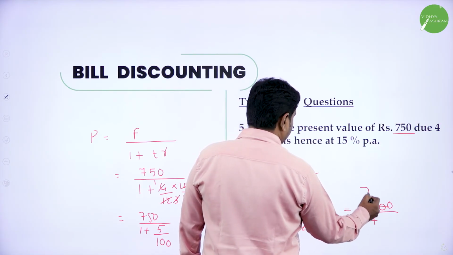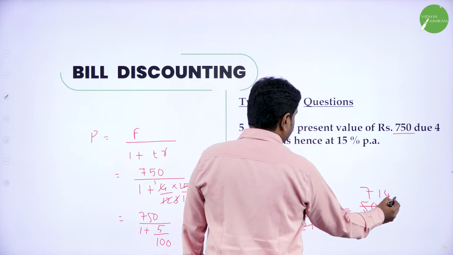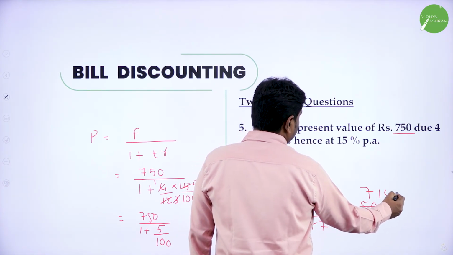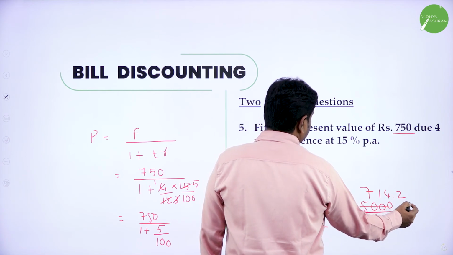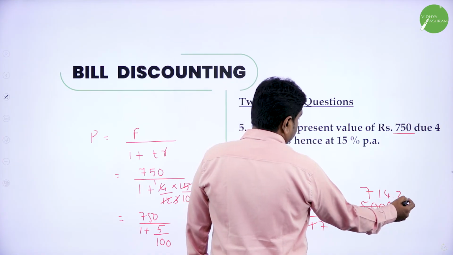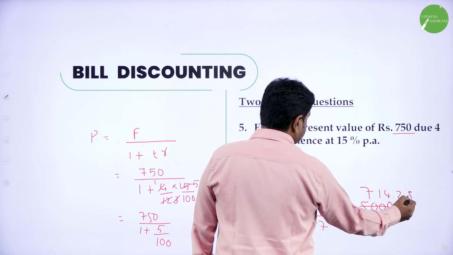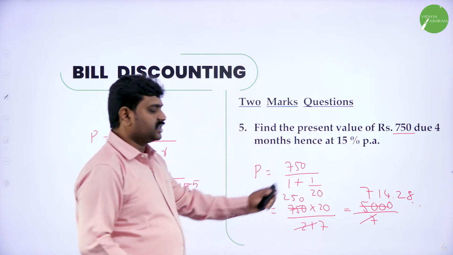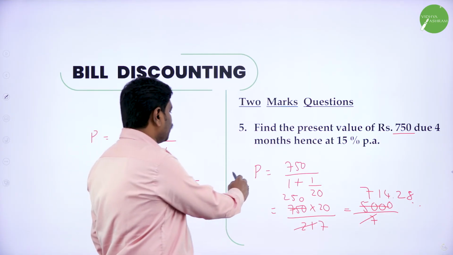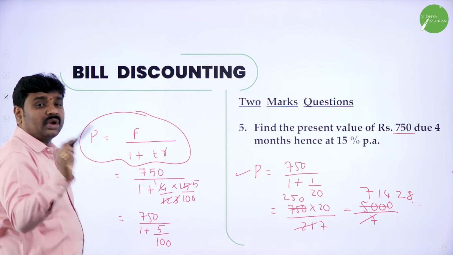7 7s are 49, 7 1s are 7, 7 4s are 28, 7 2s are 14, so it will be left with 660. So 7 7s are 49, and so it goes on. So you can use a calculator and get the exact value. 714 point some rupees is the present value. Use the formula. What is the formula? P is equal to F by 1 plus TR.